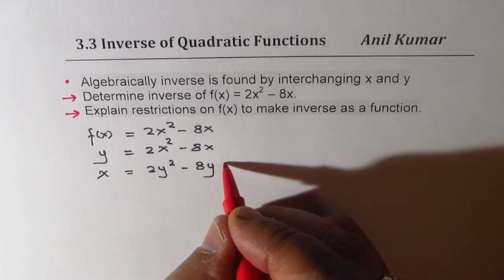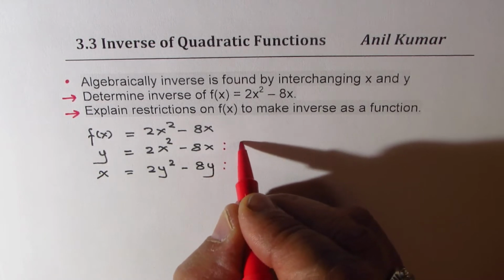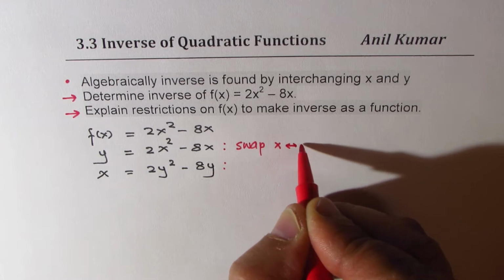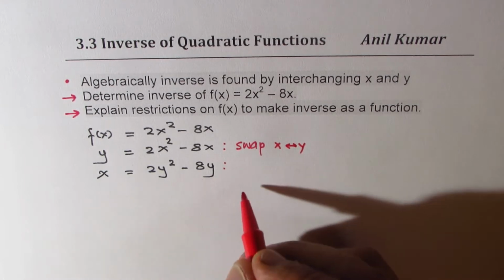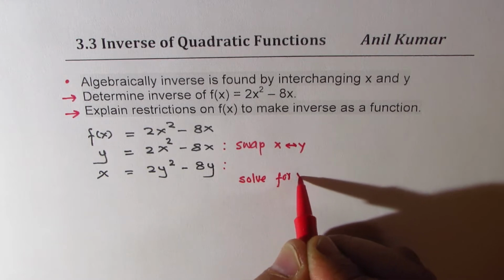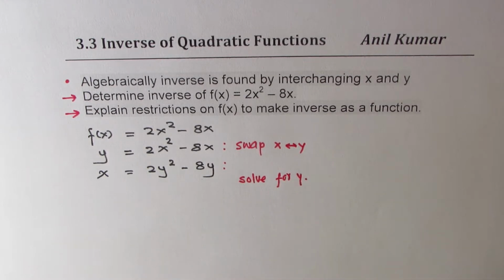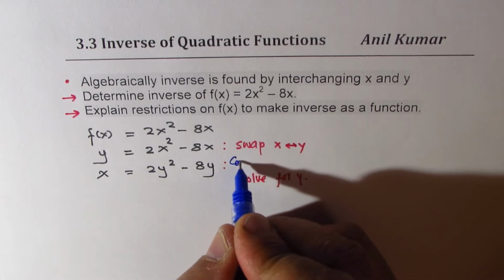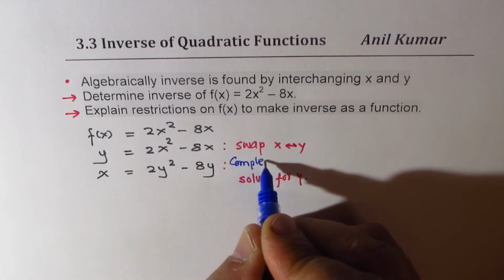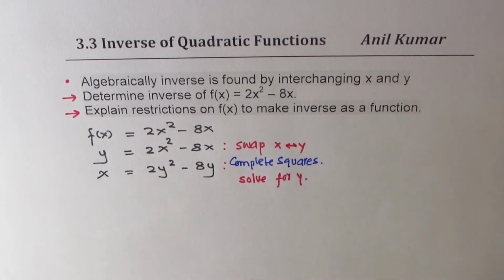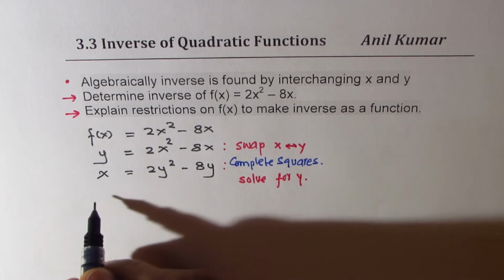So what we did here was we swap x and y, correct? Now we need to solve for y. Now how do you do that? So the only way to do it is to complete squares. You may have to review this technique if you're not very sure of it, but here is how you do it.